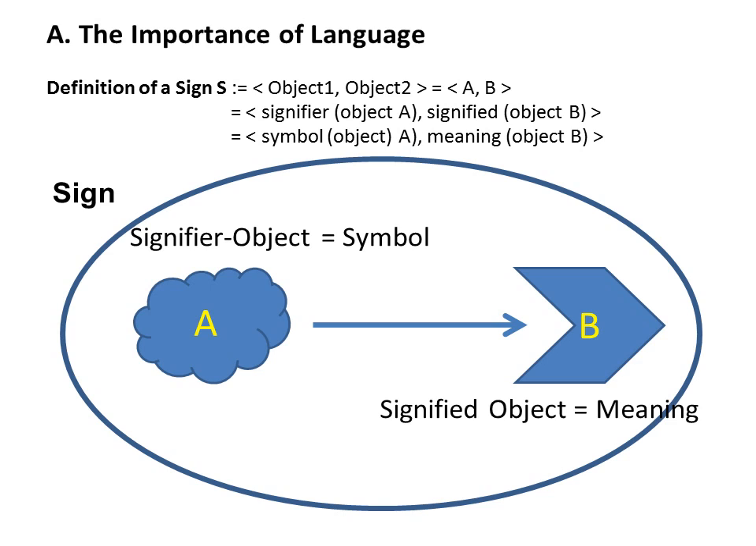A sign is composed of two entities, two objects in its broadest sense. They can be whatever you like, physical or mental. A sign is defined as an ordered pair consisting of these two objects. The first one will be called the signifier, and the second one will be called the signified. Very often, the word symbol is used for the first object too, and the word meaning for the second. So a sign consists of a symbol object and a meaning object.